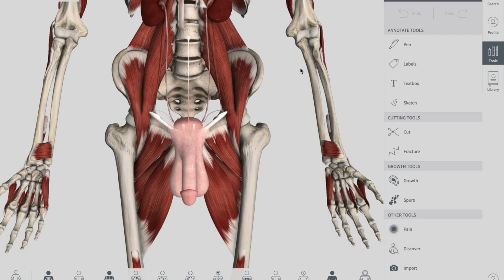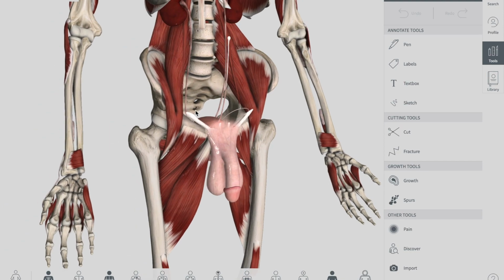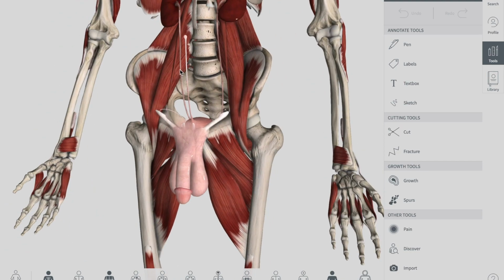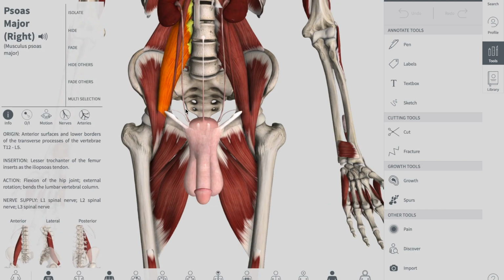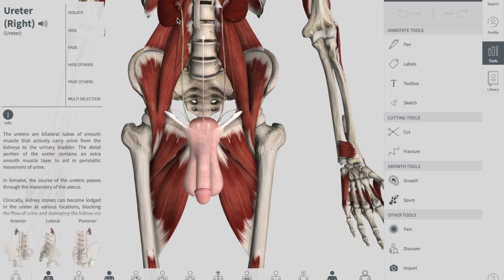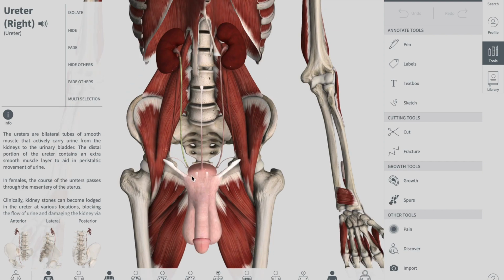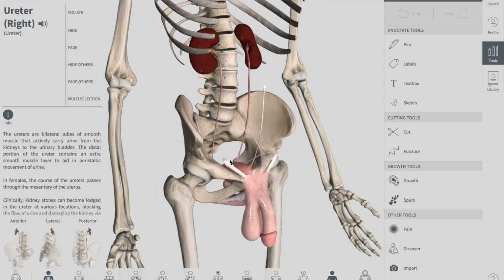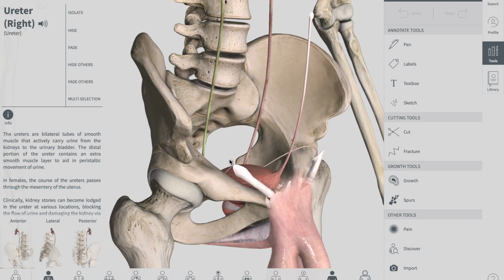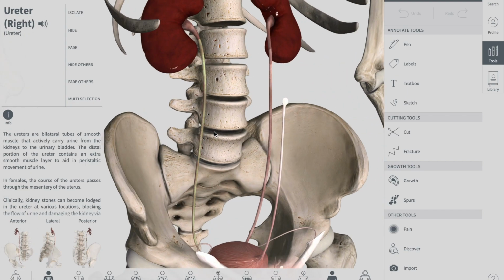In this session of the video, we're actually going to talk about the ureter. So this is your ureter. This thin structure you can find arising from your kidney and ending up in your bladder. Let me remove the muscles in order to get a better view. This is it.